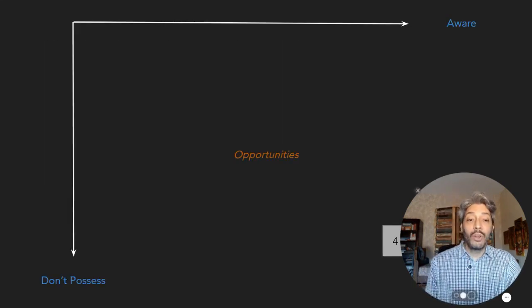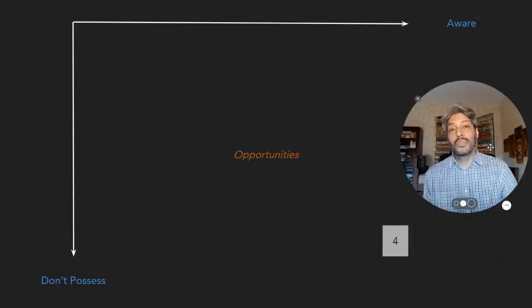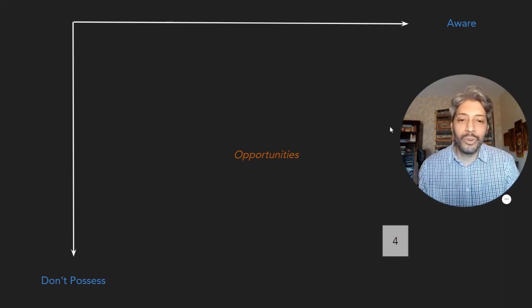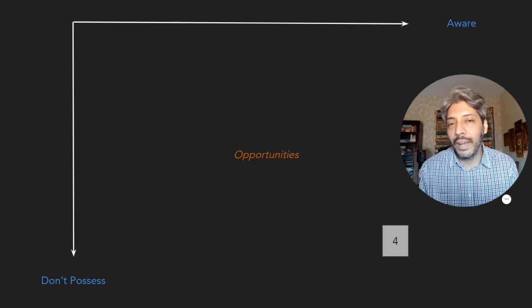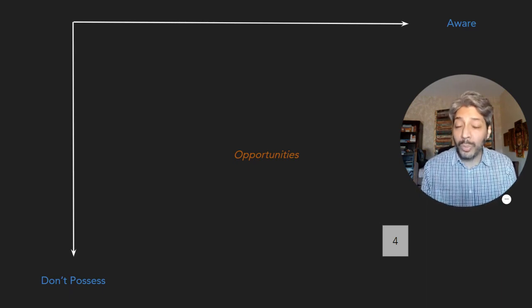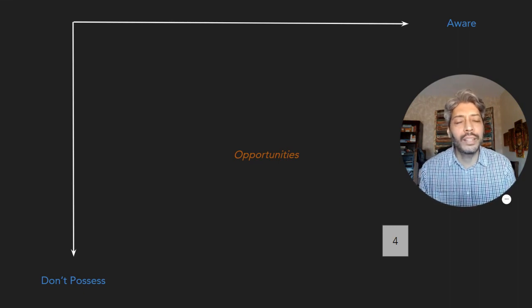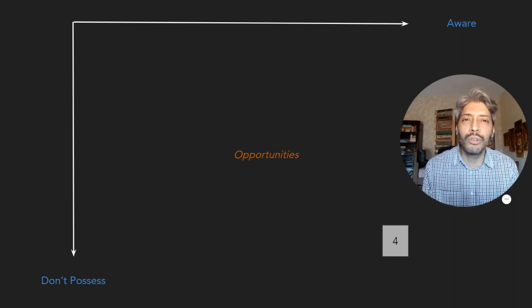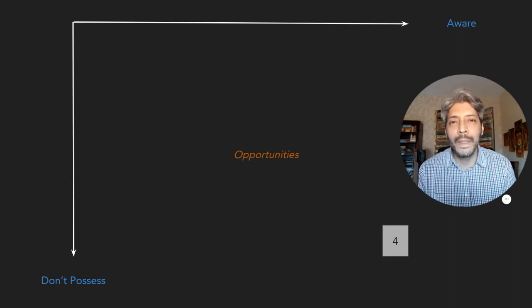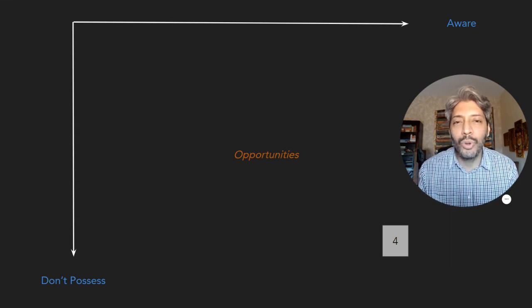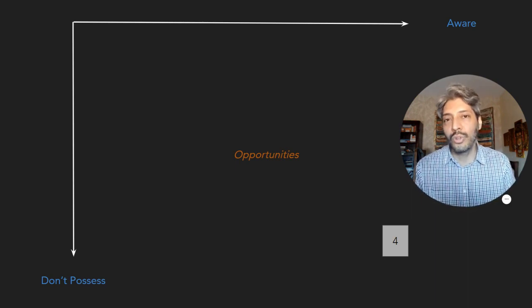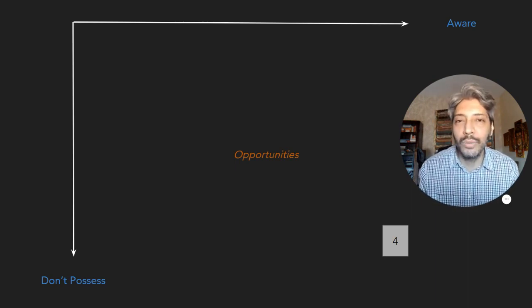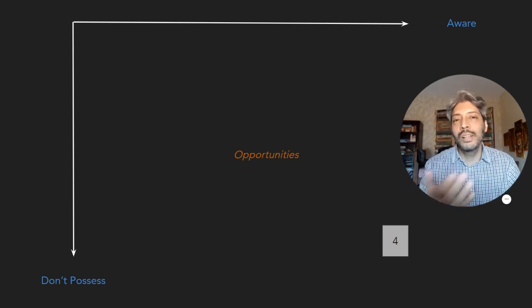Right. Now let's talk about the final quadrant, which is what I like to call the quadrant of opportunities. This is about the fact that there are certain qualities, certain competencies that you don't possess, but you are very aware of the fact that you don't possess these. You're very aware of the fact that these are things you want to work on. And the reason I call them opportunities is that these are the easiest things which go on any company's roadmap or any individual's roadmap, because you have a clear path.